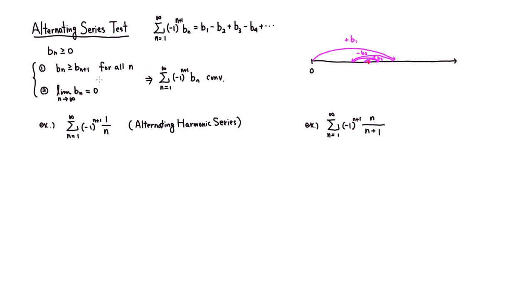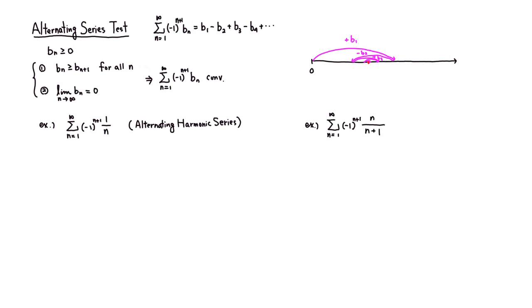All right, so let's look at a couple of examples. The first one is called the alternating harmonic series. This is just the harmonic series with an alternating sign. So it's going to go 1 over 1 minus 1 over 2 plus 1 over 3 minus 1 over 4 and so on. Let's apply the alternating series test here.